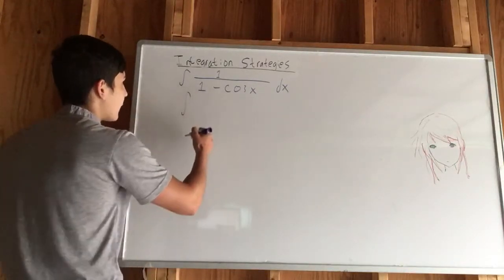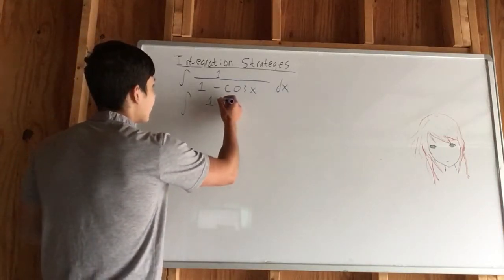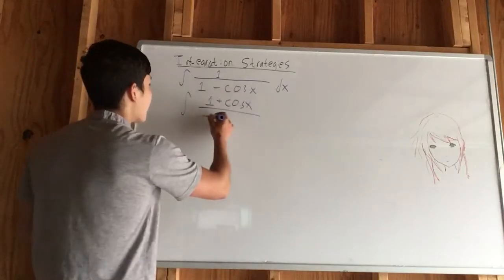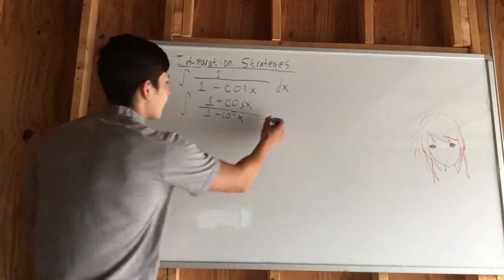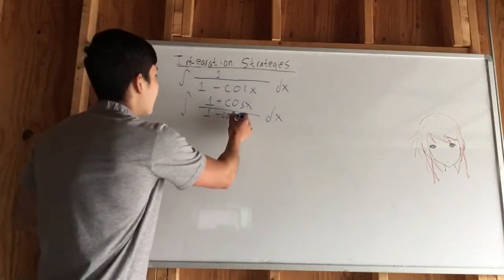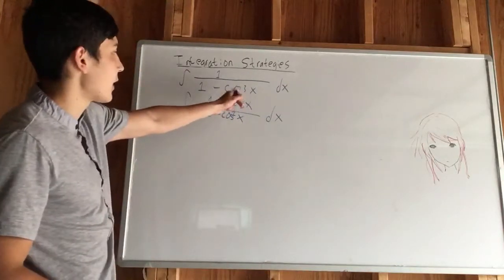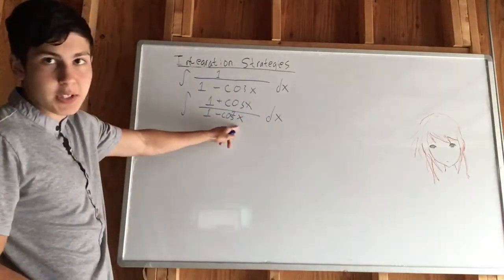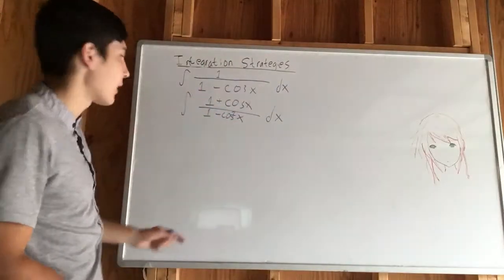So that's what we do here. We multiply by the conjugate: 1 plus cosine of x over 1 minus cosine squared of x. I kind of skipped a step here, but when you multiply 1 minus cosine of x times 1 plus cosine of x, you get 1 minus cosine squared of x, because a positive cosine cancels with the negative cosine.